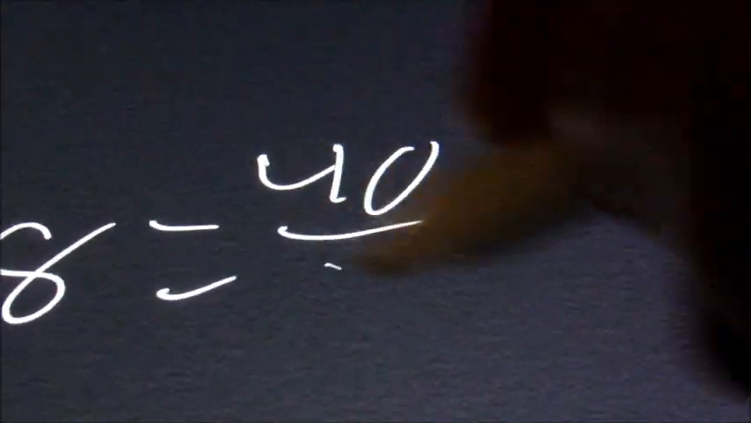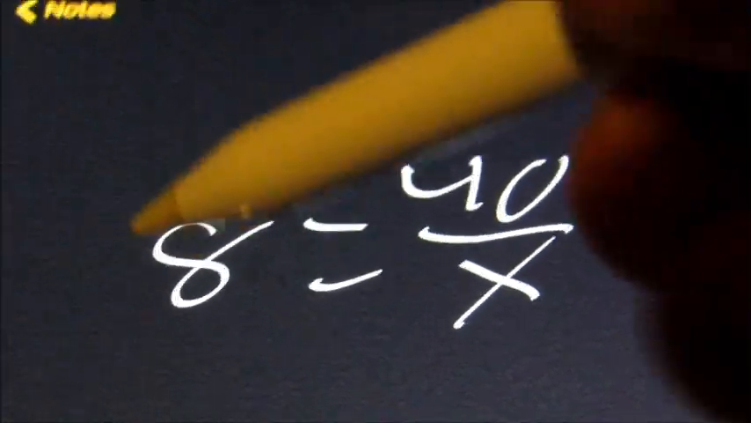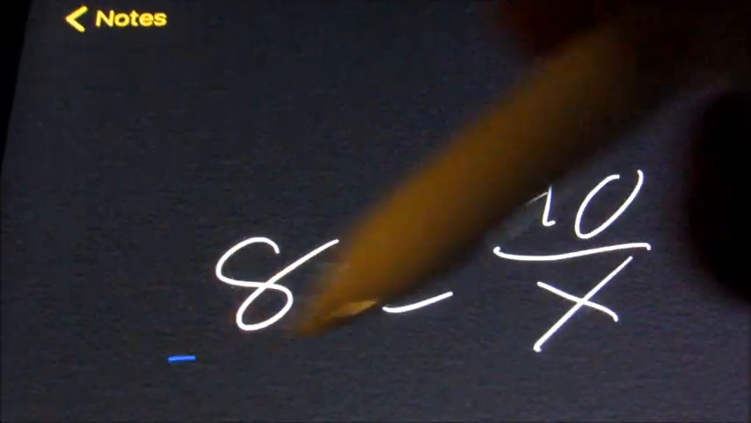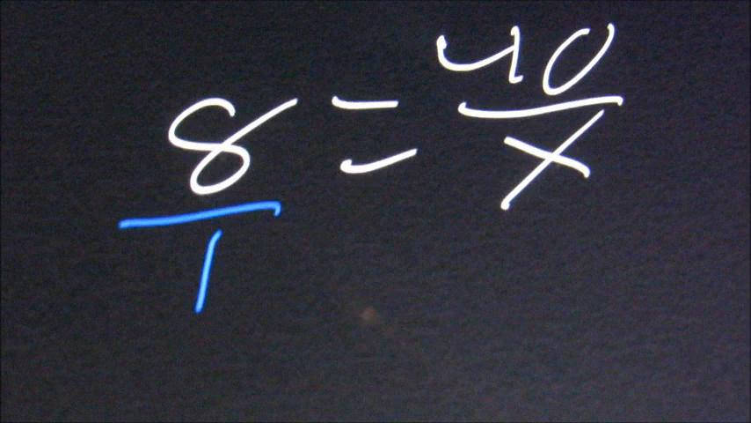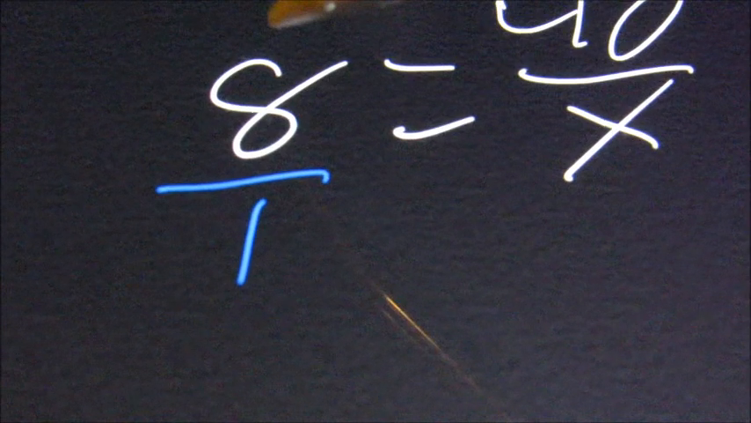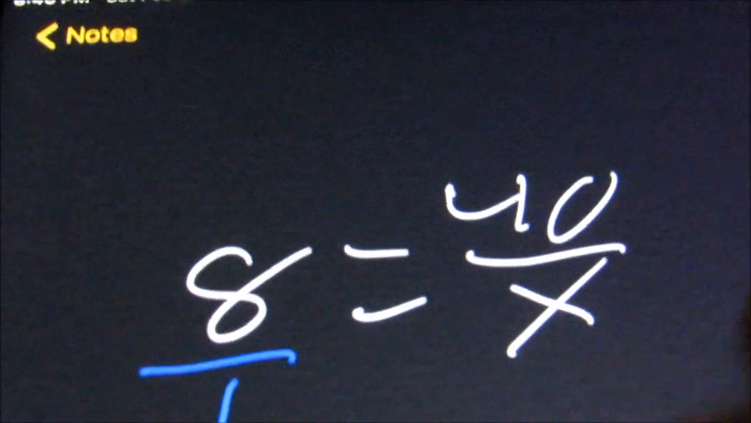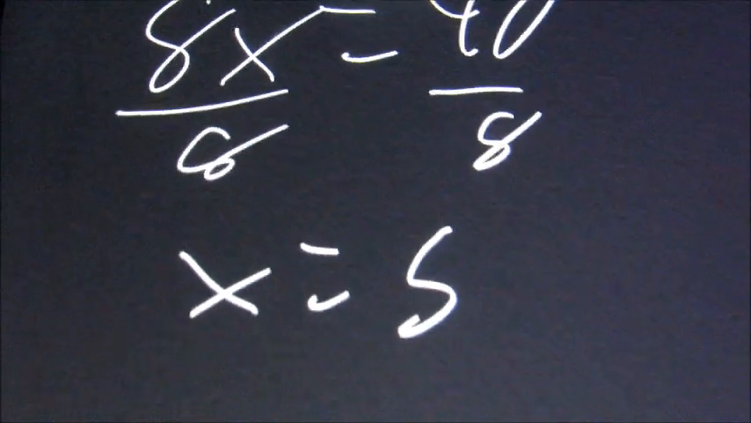Okay, so next, let's say we have 8 equals 40 over x. This one, just remember that this is still a fraction. The 8 is actually over a 1. So go ahead and put that and make it a little bit easier. So now we can either simplify or not. I'm going to do it two ways. First, I'm not going to simplify. 8 times x is 8x equals 1 times 40 is 40. Divide both sides by 8, and I get x equals 5.